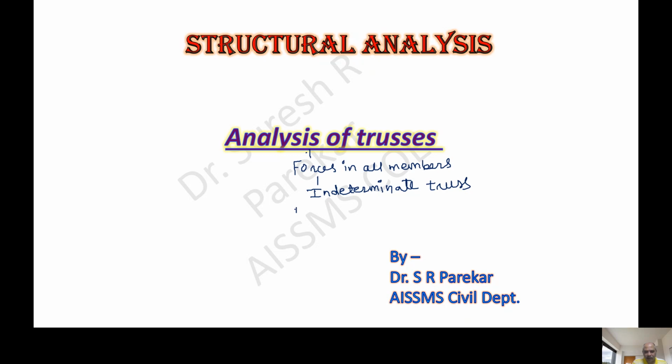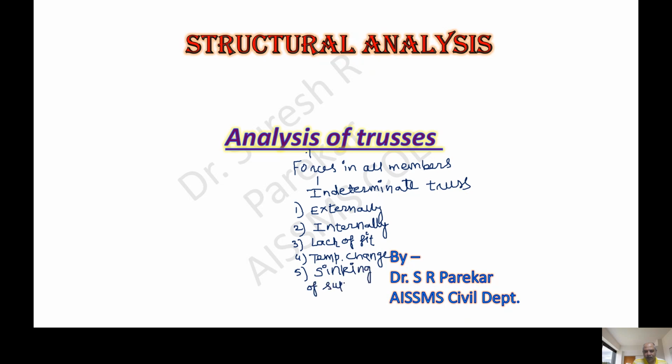And in this we have seen 5 types. We have externally indeterminate truss. Then we have internally indeterminate. Then we have truss with lack of fit. Then truss with temperature change. And then fifth we have sinking of support. So we have these 5 types in indeterminate truss.